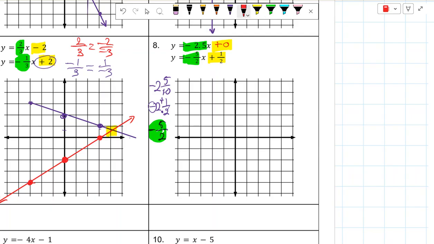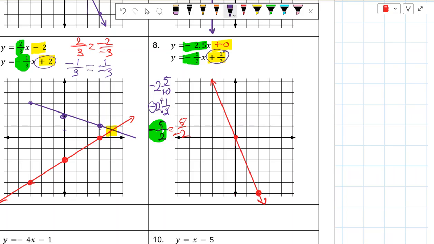The top one crosses at the origin, and our slope is negative 5 over 2, so down 5 over 2. Another answer for negative 5 over 2 is 5 over negative 2. So we can go up 5, left 2. That gives us a nice little line here. Put arrows top and bottom. Now let's graph the bottom one.